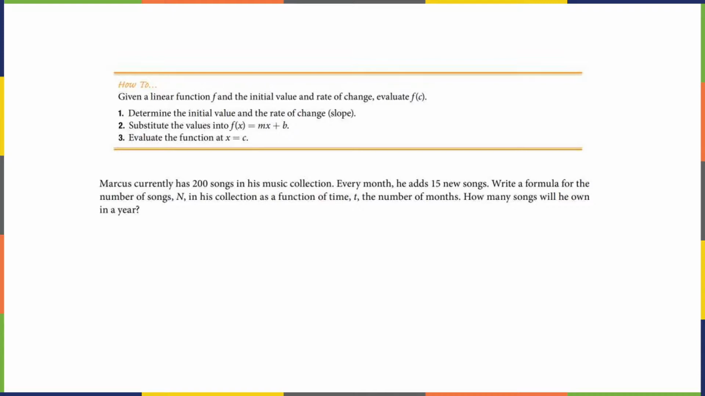Notice that they do give us the letters that they want us to use here. So n is instead of y and t is instead of x, just as a fun fact. All right, so now we have n of t instead of f of x. He starts with 200 songs in his music collection. That means that our y-intercept is at the point (0, 200). And every month he adds 15 new songs, means that our slope is 15. So we can write this as 15t plus 200. Again, notice I'm using the letter t instead of the letter x because we have a function of time t.